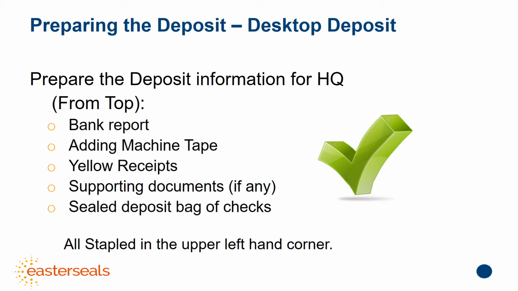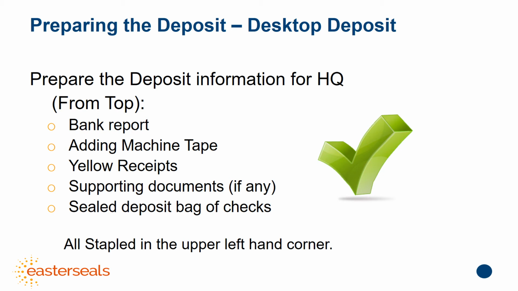Now, there's also another way that you put together the deposit batch if you're using a desktop deposit. When using a desktop deposit, you will not have a deposit slip because it wasn't taken to the bank. The bank will allow you to print a report of the total deposited. This will be the first page of your packet. So from the top, you're going to have the bank report that you print from Wells Fargo. Underneath that, you're going to have the adding machine tape, and then underneath that, your yellow receipts.